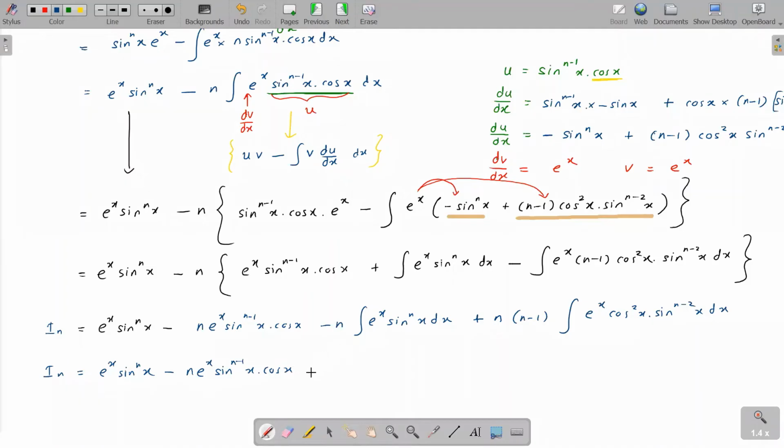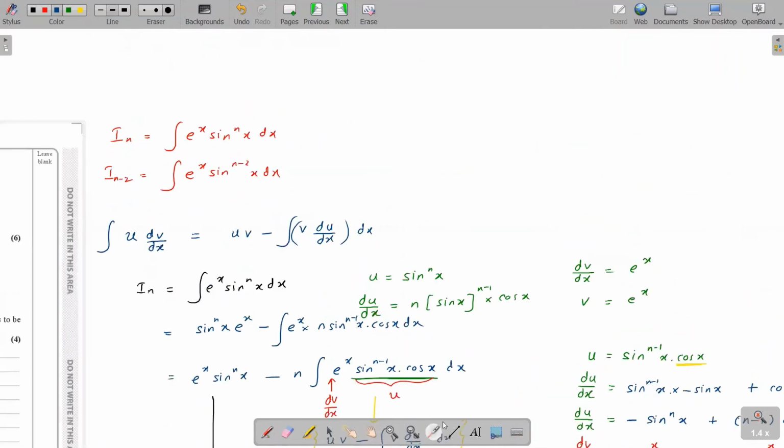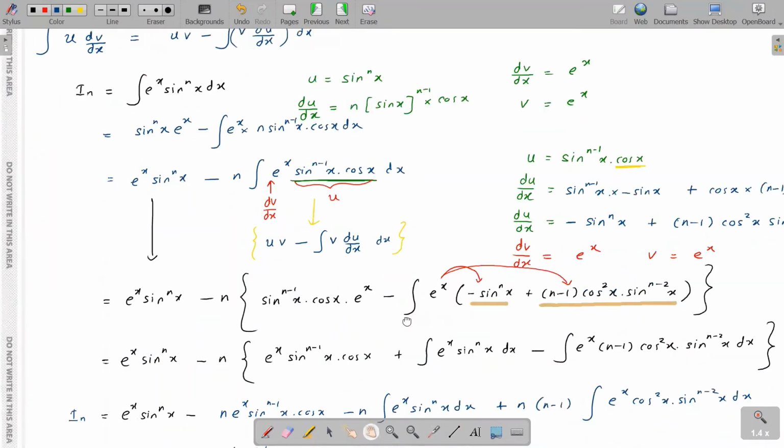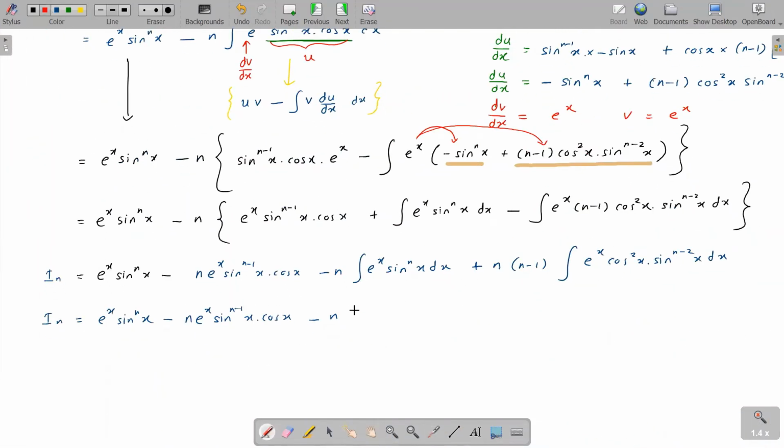And then what happens here? Minus n integration of e^x sin^n x is what? This is the first integral that we defined, right? Integration e^x sin^n x is I_n. So this is basically n times I_n. And now we run into a problem. What's the issue we have now? How do we integrate e^x cos^2 x sin^(n-2) x? How do we integrate something like this?